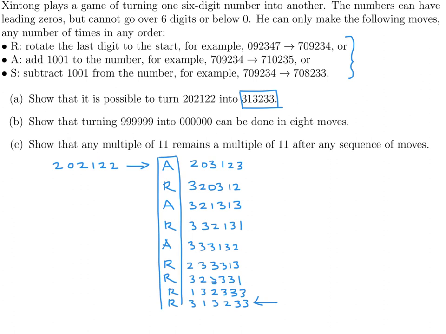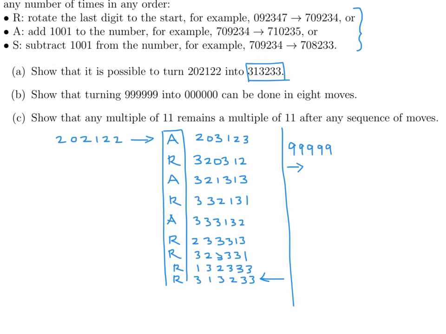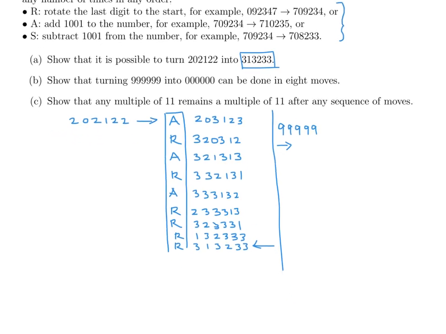Part B, show that turning 999999 into 000000 can be done in 8 moves. Okay, so same kind of story. So we start off with 999999. Okay, so what is my order this time? Let's keep the definitions on the screen if I can. Yeah, okay, I can do that.